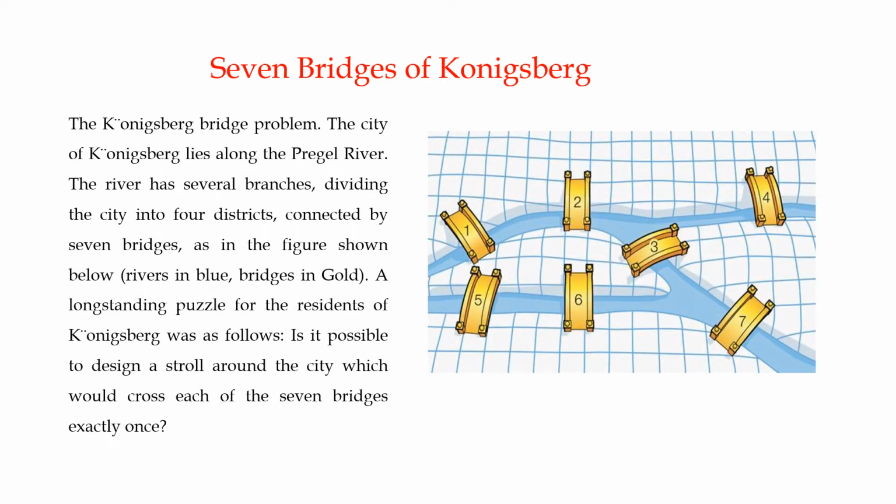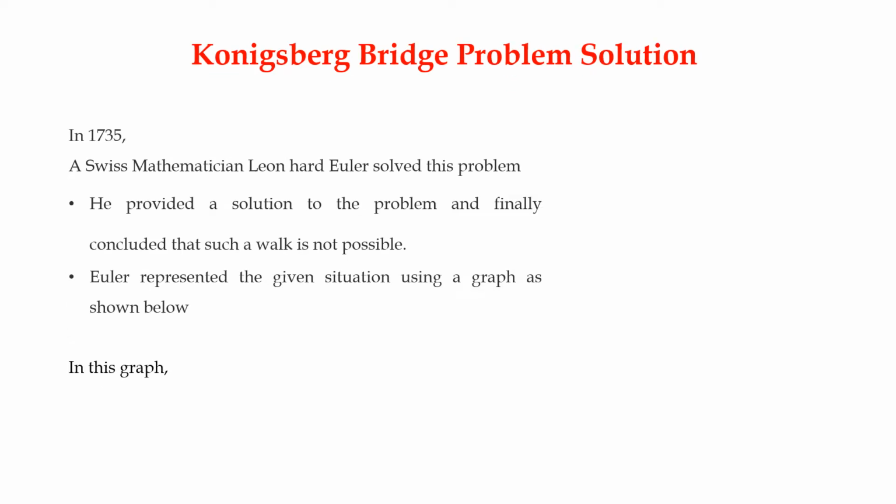The people wondered whether or not one could walk around the city in a way that would involve crossing each bridge exactly once. In 1735, a Swiss mathematician, Leonhard Euler, solved this problem. He provided a solution to the problem and finally concluded that such a walk is not possible.